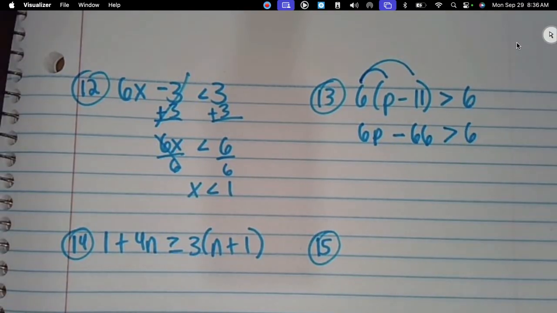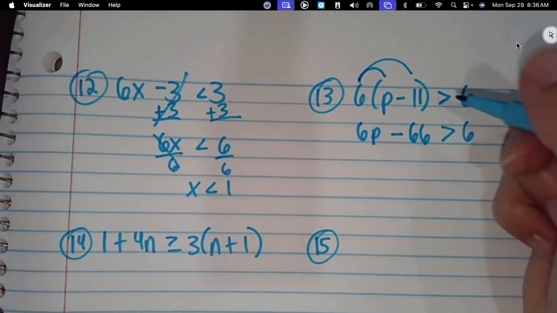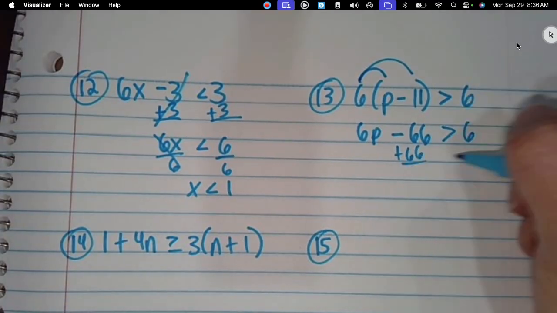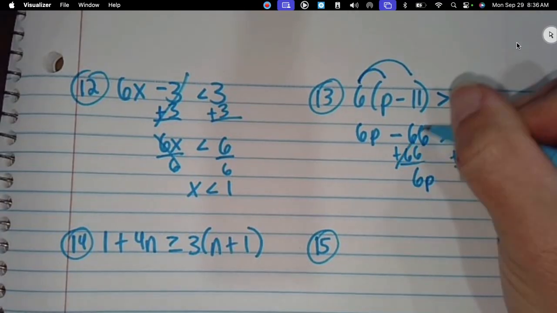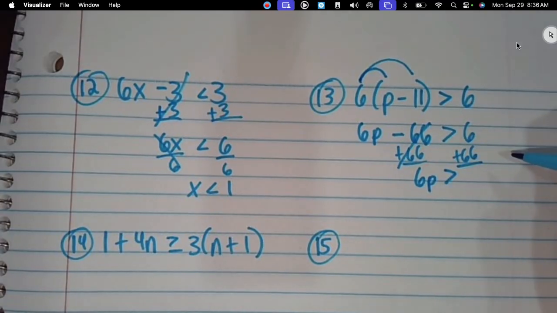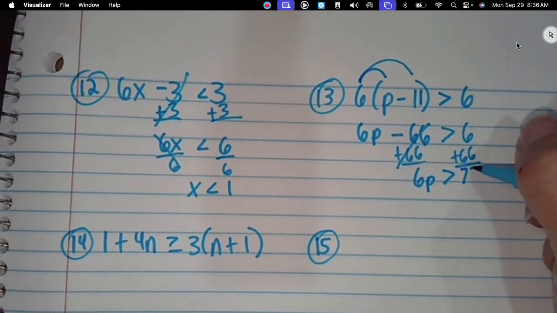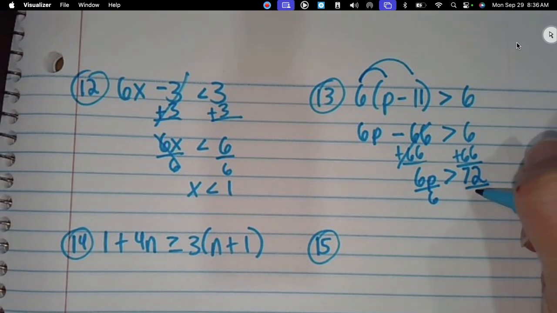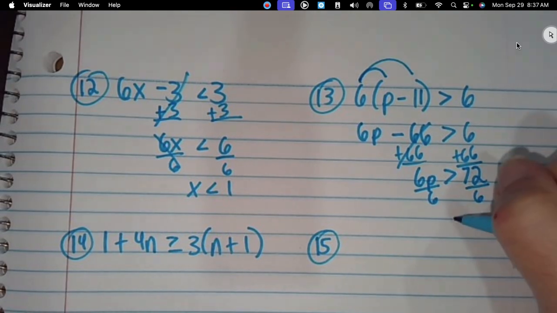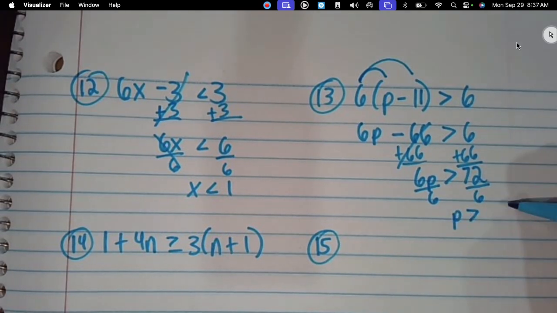Then what do I do? Yep, we're going to add 66 to both sides. So 6p is greater than, and what is that going to be? 72? Then what do you do? Divide by 6. And so in your calculator, you're typing 72 divided by 6, and you get 12. 12, that's right. Okay, so your answer says p is greater than 12.